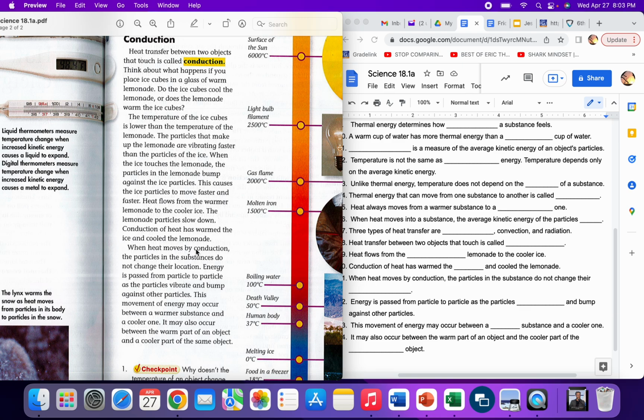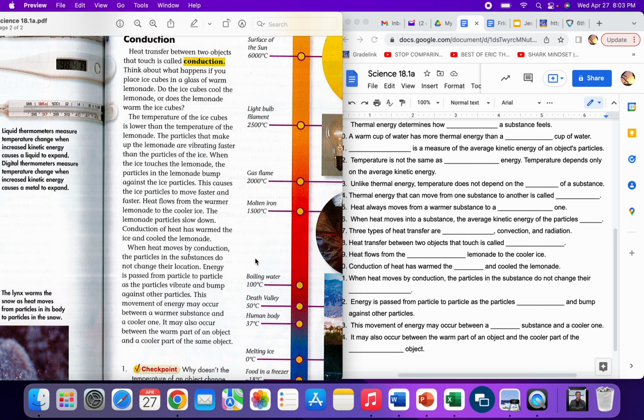When heat moves by conduction, the particles in the substances do not change their location. Energy is passed from particle to particle as they vibrate and bump against each other. This movement of energy may occur between a warmer substance and a cooler one. It may also occur between a warm part of an object and a cool part of the same object.